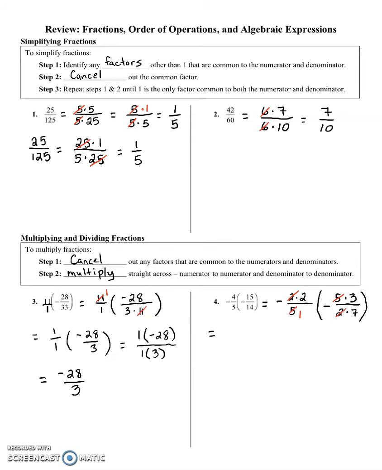So then that leaves us with a negative 2 over 1 from the first fraction times a negative 3 over 7 from the second fraction. And now we just multiply straight across. So negative 2 times a negative 3 is 6, and 1 times 7 is 7. So we have 6/7 for our answer.